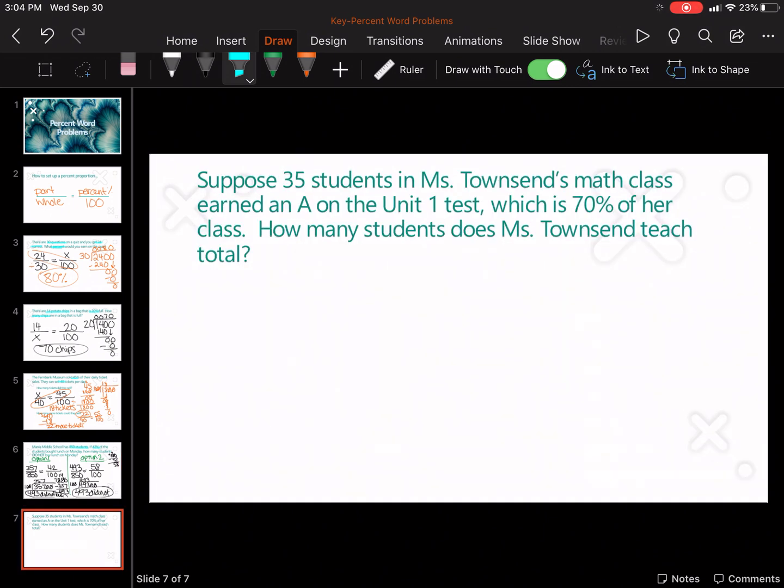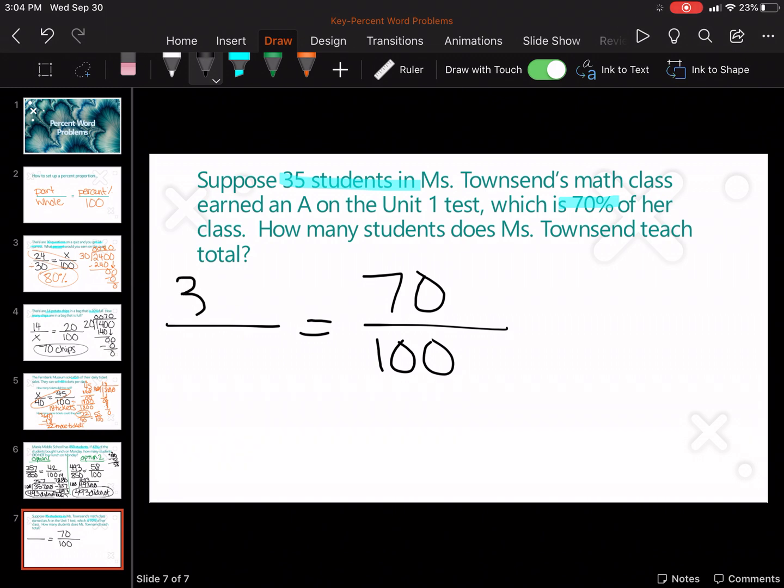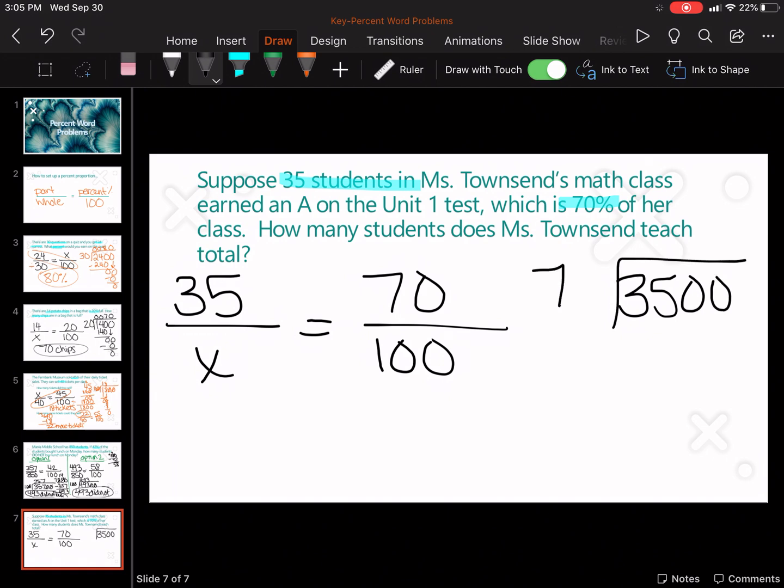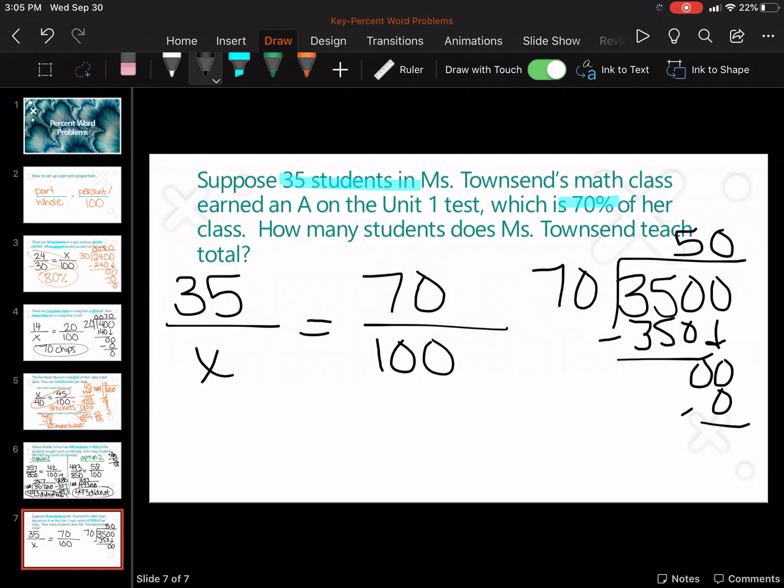Okay, suppose there's 35 students in Miss Townsend's math class. She earned an A on the test, which is 70% of the class. How many students do I teach total? You hear the word total, that's probably your whole. So 70 over 100, 35 over X, 35 times 100, 3,500 divided by 70. Goes in 5 times. Bring down the 0. 70 goes into 0, 0 times. And the answer is 50 students.